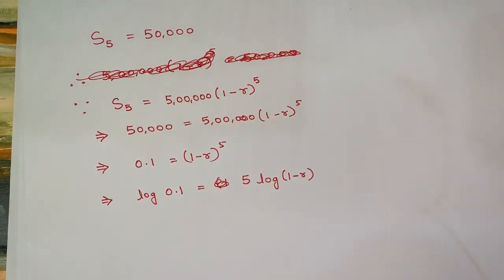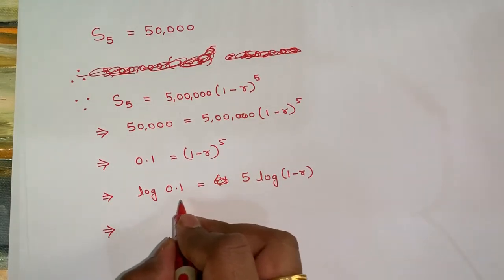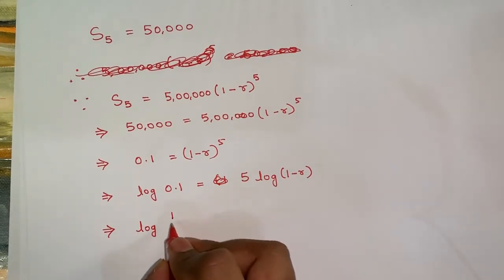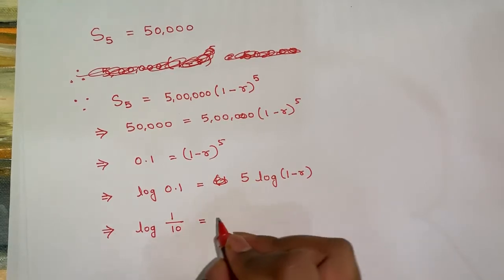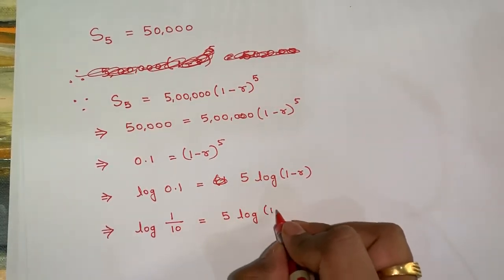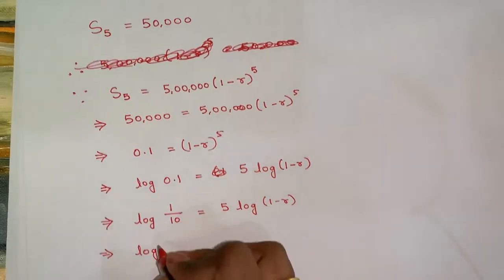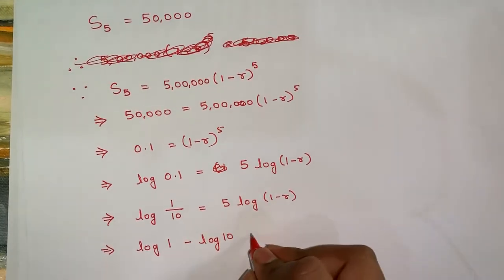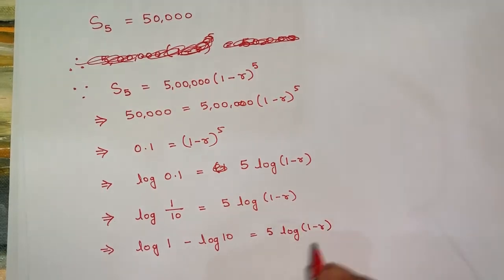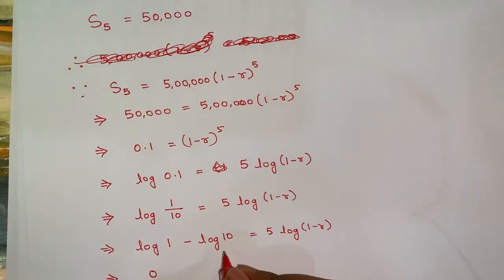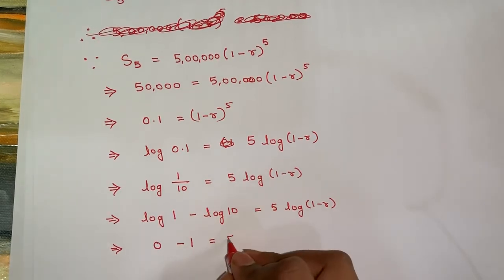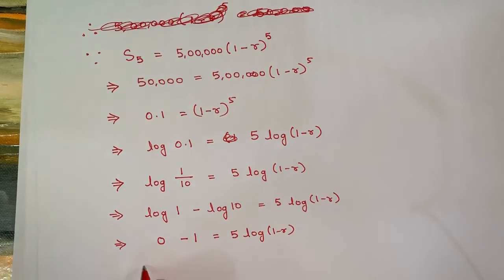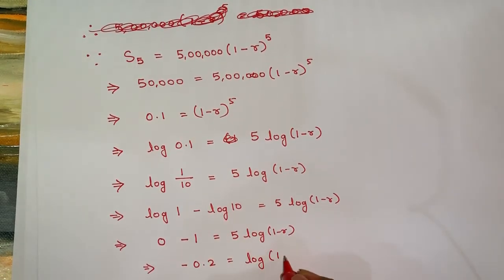In the earlier classes I mentioned that we cannot find the value of a log having less than 1 digit before the decimal directly, so we will use the indirect method here. The indirect method is we divide by a number which should be in multiples of 10. So I divide this by 10 equals 5 log (1 minus R). So I can rewrite it as log 1 minus log 10 is equal to 5 log (1 minus R). The value of log 1 is always equal to 0. The value of log 10 is always equal to 1, so minus 1 is equal to 5 log (1 minus R). So we will divide by 5 here, so this becomes minus 0.2 is equal to log (1 minus R).